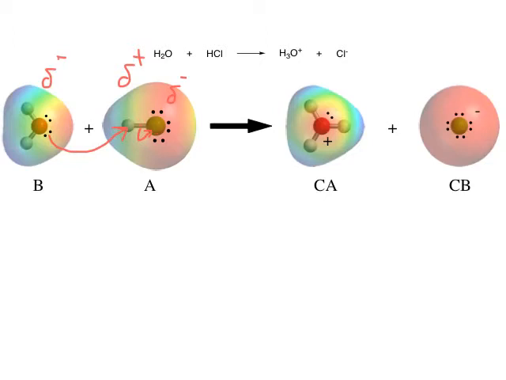If we look on the right side of the equation, we can now see water has a third bond to another hydrogen atom. That gives it a positive charge. And chlorine has a fourth lone pair on it, which gives it a negative charge.